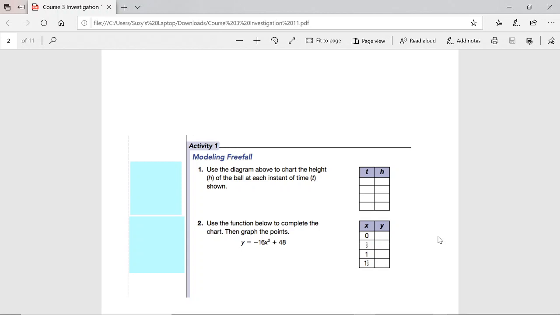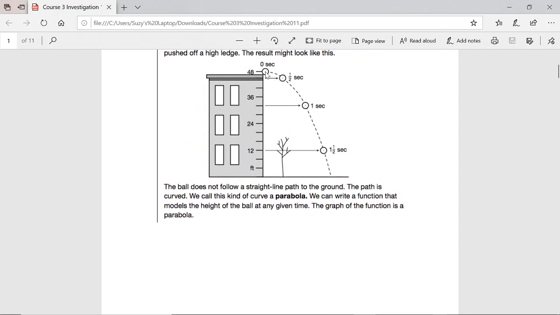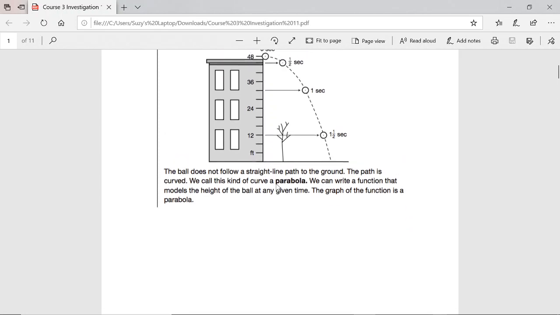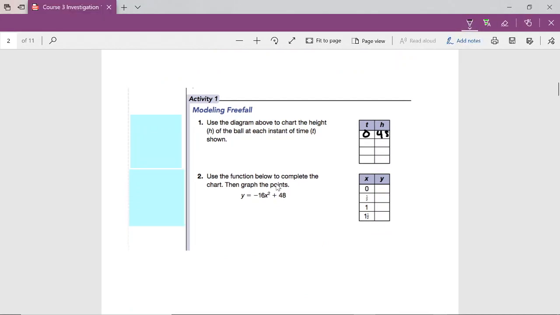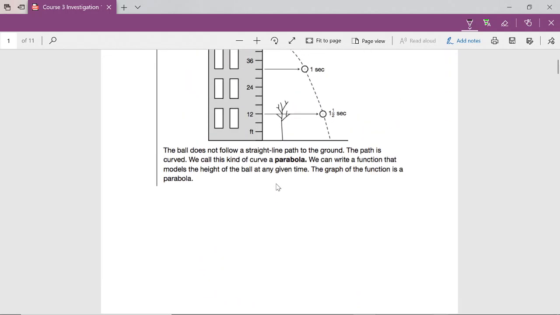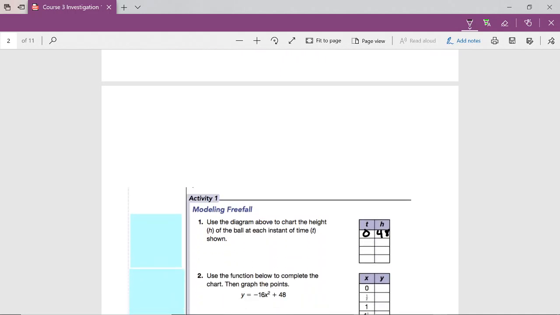So here we go. In this first one, use the diagram above to chart the height of the ball at each instant of time. So let's use that. Let's start from where it starts at the top of the building. So at 0 seconds, it looks like we're in feet, so we are at 48 feet. So 0 seconds and 48 feet. All right, let's continue. Half a second would be next, and it looks like we are going by fours here. So this would be at 44. So half a second, we're at 44.